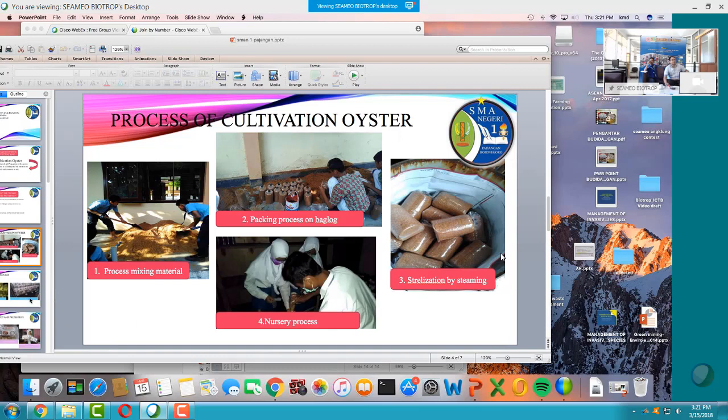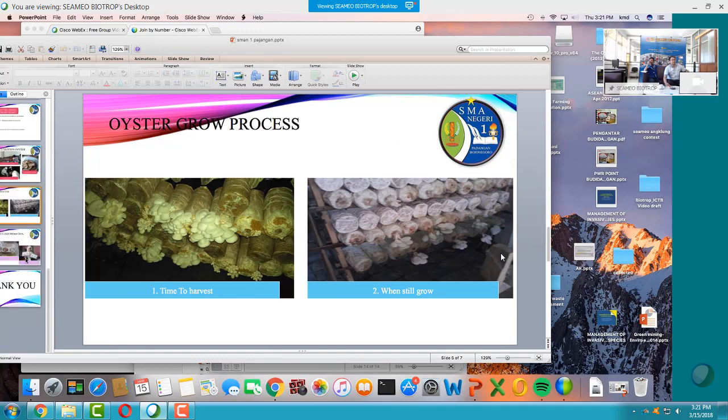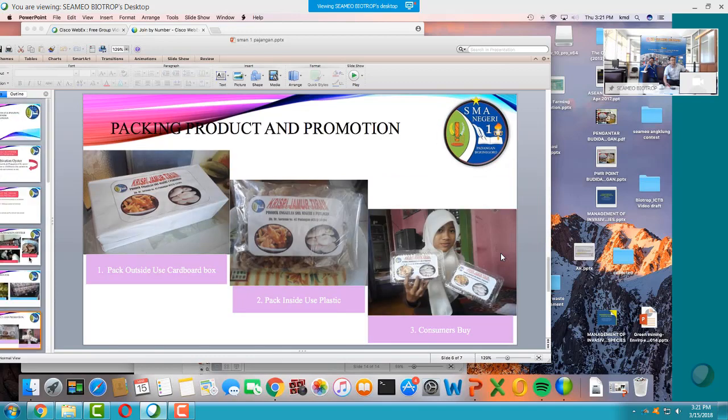Okay, and how many mushrooms do you produce in one month? 500 baglogs in your mushroom house. We started this extracurricular since 2010. Okay.